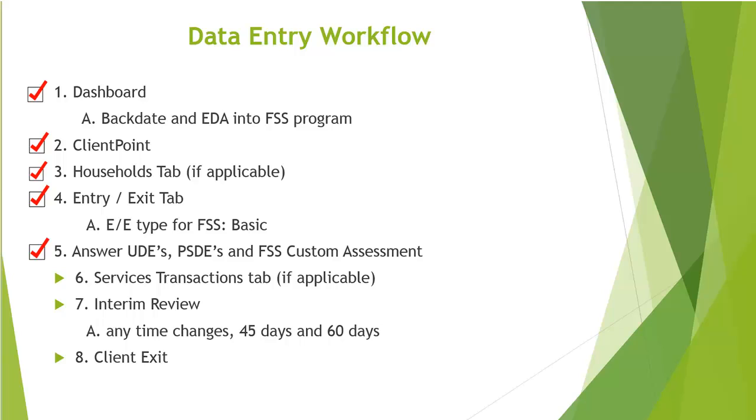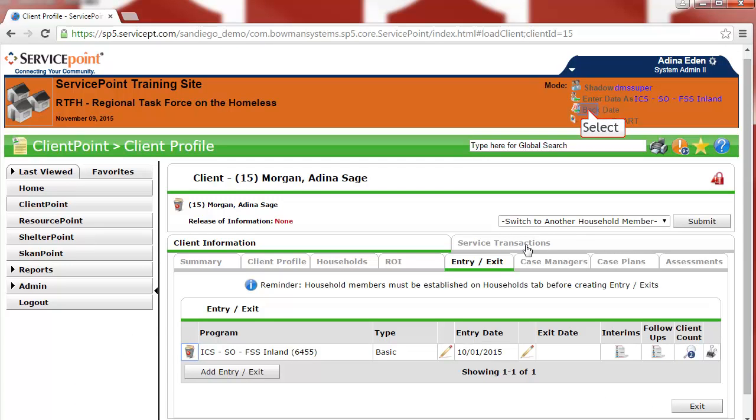Our next step is to do an interim review. You will do an interim review anytime data changes during the program. This could mean a change to income or benefits or a change in employment status. If you are not entering data on the date that it became effective, you will need to backdate to the correct date that the data changed.